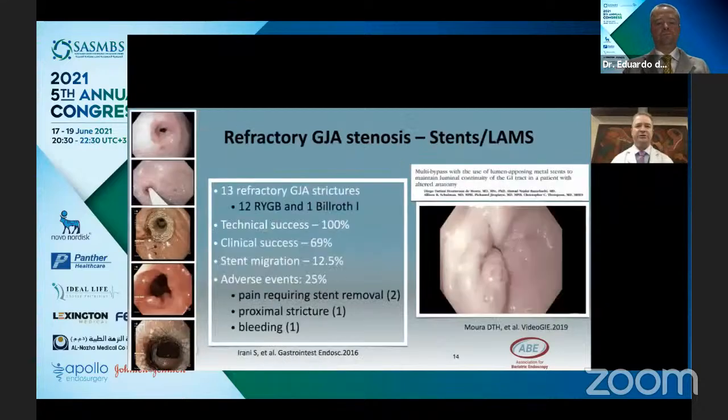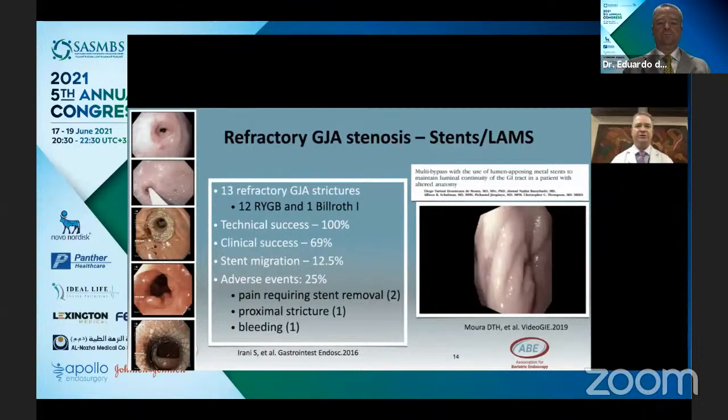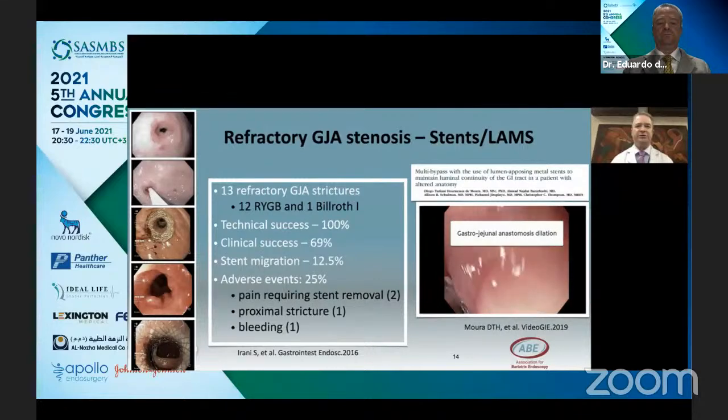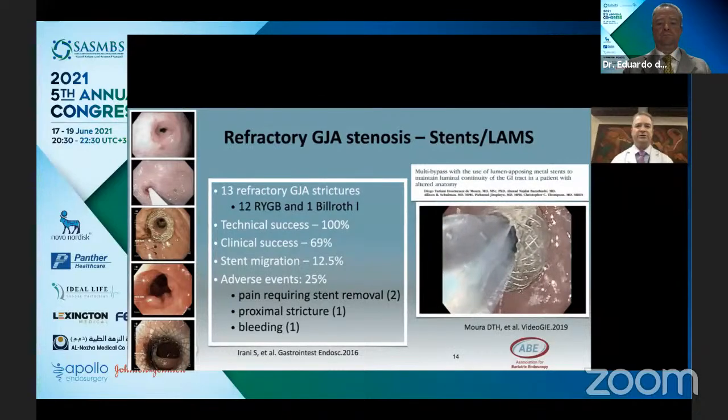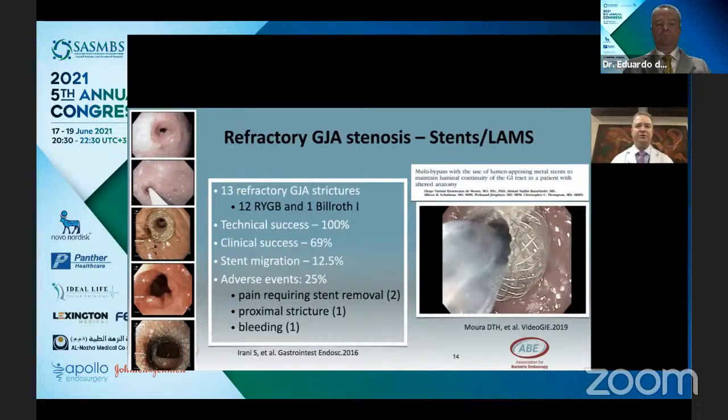Recently published literature has suggested the safety and efficacy of LAMS for management of gastrojejunal anastomotic stricture. And this stent provides us with an alternative to self-expandable metallic stent. 36.4% of LAMS placed at anastomotic stricture require re-intervention, and the rate of migration for upper gastrointestinal stricture was 11.1%.